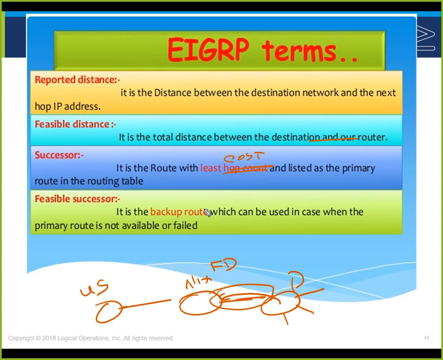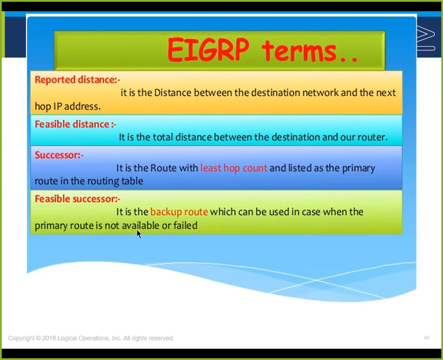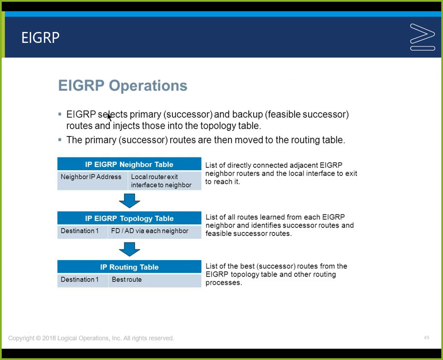The feasible successor is a backup route. We saw those when we made one of them smaller than the other one. So we had the successor, think successful, and then the feasible successor is a backup. It is feasible, but it's not a successor, it's not successful. If the successor fails, the feasible successor will take over.